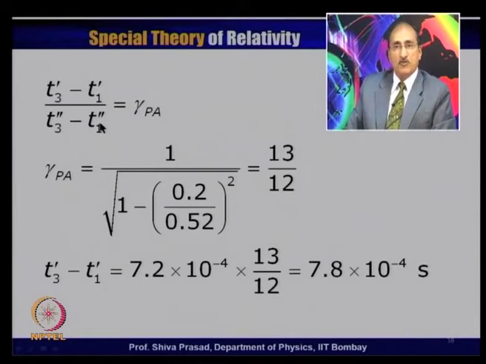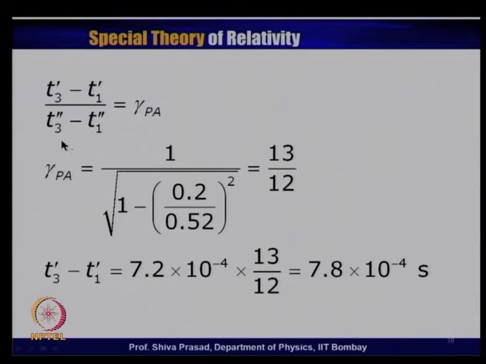Exactly the same thing. This particular time interval was proper. I have to find out T3' minus T1'. I have to multiply by gamma_PA. I had calculated the relative velocity as 0.2 divided by 0.52 c. c squared cancels out. Gamma_PA turns out to be equal to 13 divided by 12. Therefore, T3' minus T1' will be equal to this proper time interval multiplied by 13 divided by 12, which is equal to 7.8 times 10^-4 second.